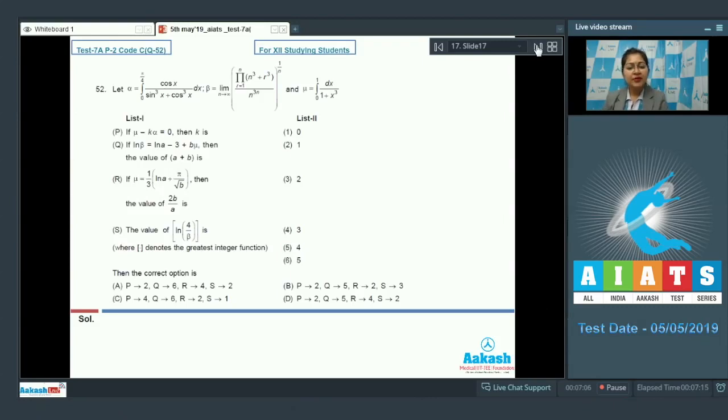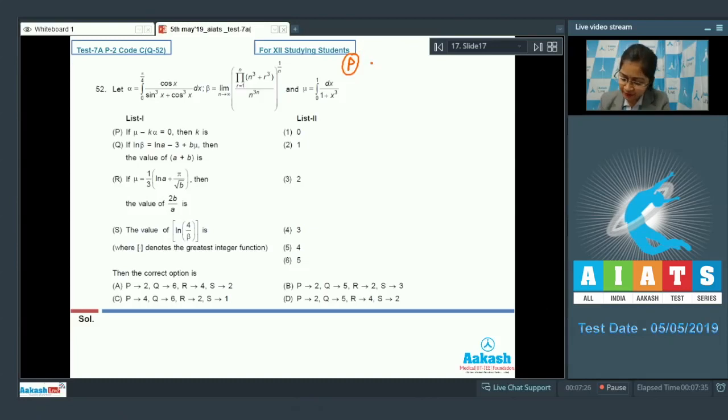Beta is equal to limit n tending to infinity of the product for r equal to 1 to n of (n cube plus r cube) divided by n raised to the power 3n, whole raised to the power 1 by n, and mu is also given to us. Now option number P says that mu minus k alpha is equal to 0.